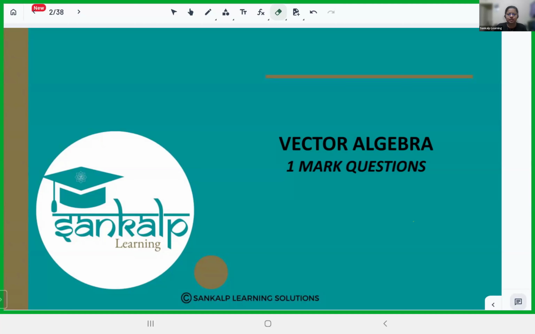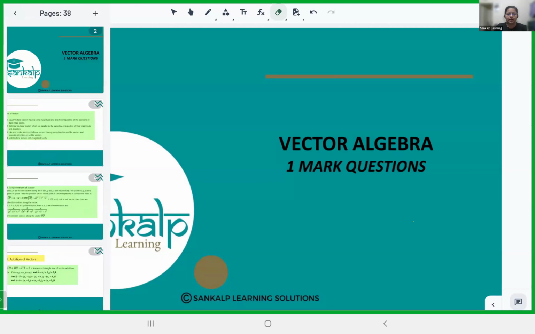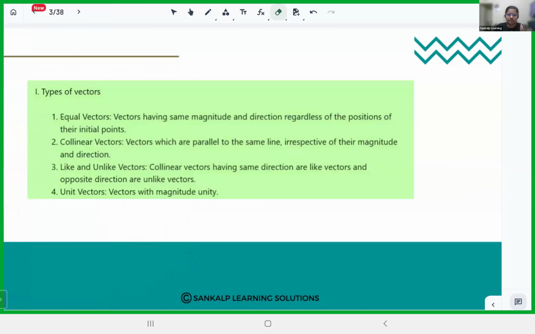Before that, we'll discuss some of the important concepts in the chapter Vector. We have studied about different types of vectors, right? That is given in the first slide. We have studied about equal vector, collinear vector, then unit vector. What do you mean by a unit vector? A vector having magnitude 1, magnitude unity, is known as a unit vector. Then what do you mean by an equal vector? When can you say that two vectors are equal? When the magnitude and the direction of the vectors are equal.